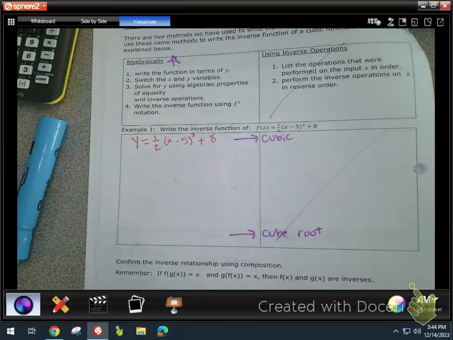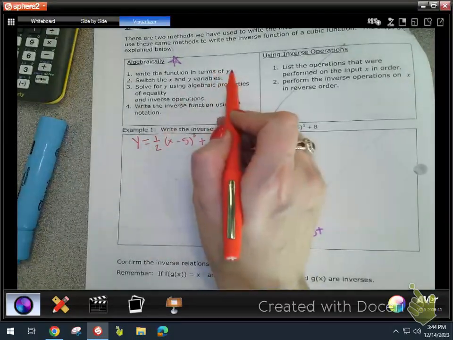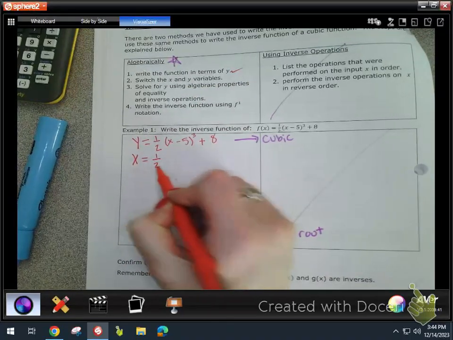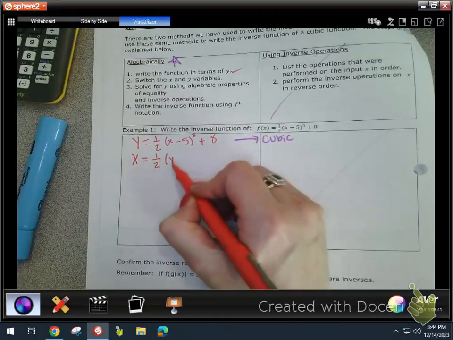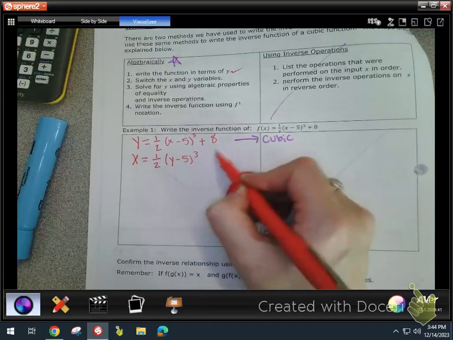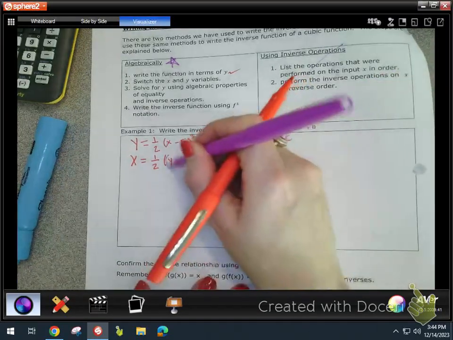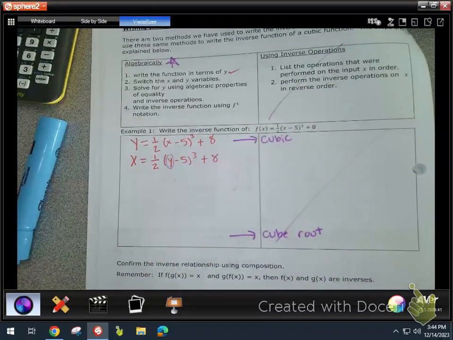Okay, so when we actually find these algebraically, we write it in terms of y. Check. We switch x and y. x equals 1/2 (y minus 5) to the third plus 8. Because I did that switch, when I solve it for y, when I get y by itself, that is going to give me the inverse equation. Cubics are 1-to-1. The way we're going to write them, they're going to be 1-to-1. So my inverse is going to be a function.